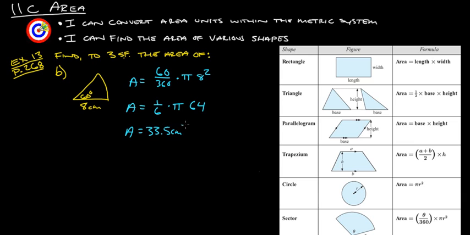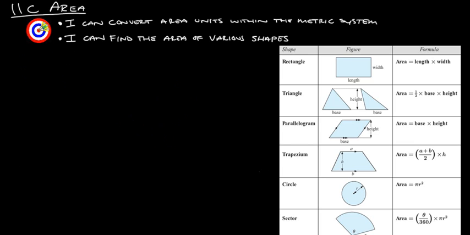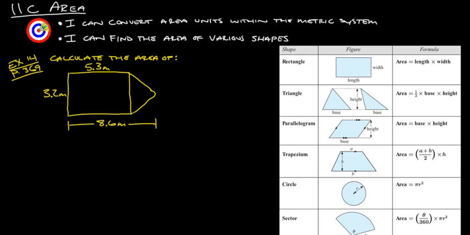33.5 centimeters squared. Alright? Next problem here is example 14 from page 369. And this gives us: calculate the area of this pencil, apparently. So there's the pencil lead, right? Let's draw a little eraser on there. Can't have a blue eraser, it's got to be like a pink eraser, right?